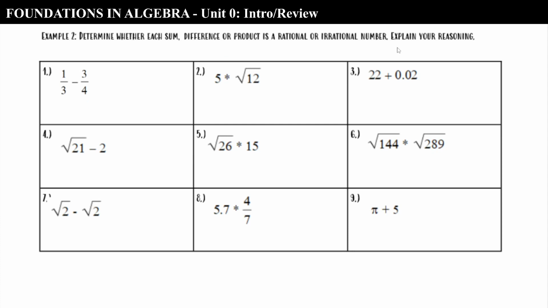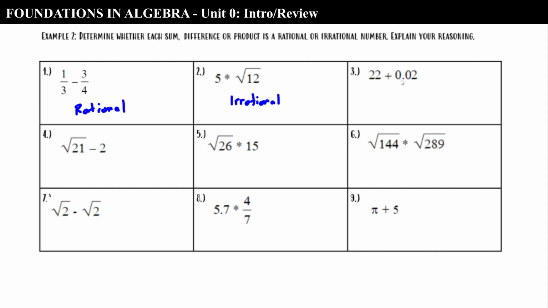Okay? Well, for number 1, we have a fraction minus a fraction. Rational minus irrational gives us a rational. That's that first rule that we just wrote down. Here we have an irrational times a rational, rational being 5, irrational is the square root of 12. This is going to end up being irrational because we're not multiplying by 0.